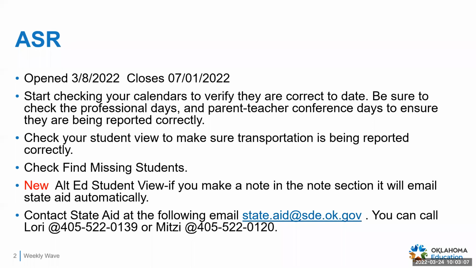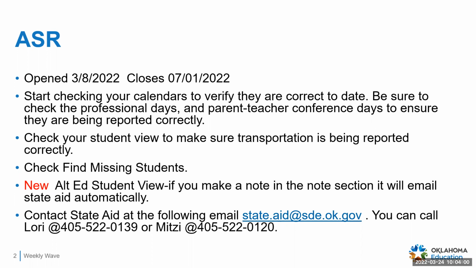Find missing students. Check that too, because I know that if you have validation issues outstanding, that can cause some of the students you need to be reported to show up under missing students. So those issues need to be resolved. It's new to the ASR, we have an alt ed view where you can make a note, and that note will actually email the state aid department automatically. Or if you need to reach out to them, you can contact them at stateaid@sde.ok.gov, or you can call Lori directly at 405-522-0139 or Mitzi at 405-522-0120.